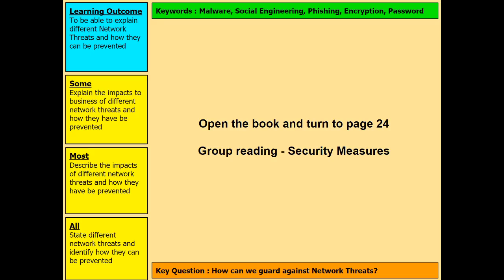So now what you need to do, as I have just done, is turn over to page 24, and we're going to be looking at 3 different security methods, which are encryption, firewalls, anti-malware software. And again, read the information on there. We want to make sure we're happy with these security measures and why they are needed and how they work. So give the video a pause and do some reading.